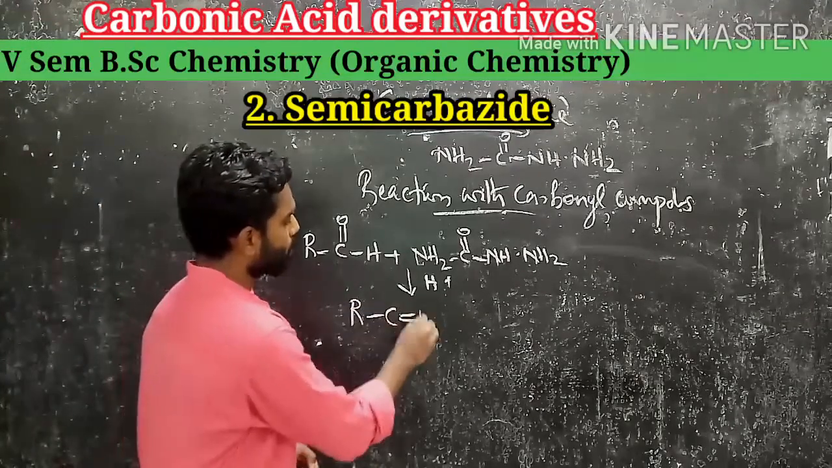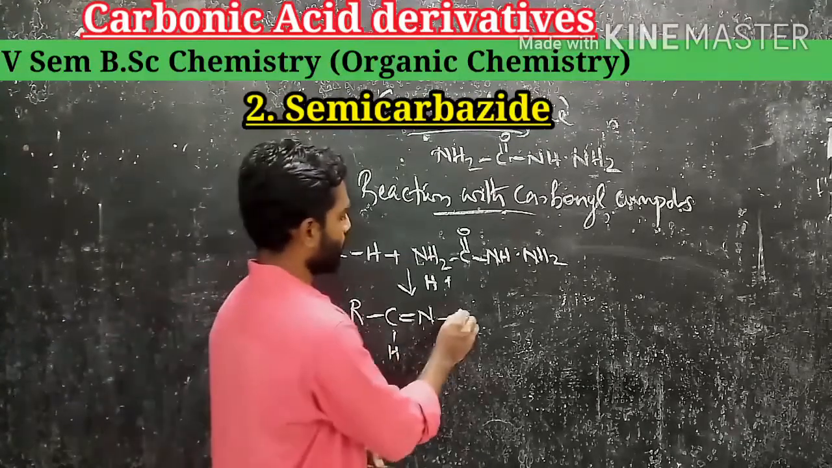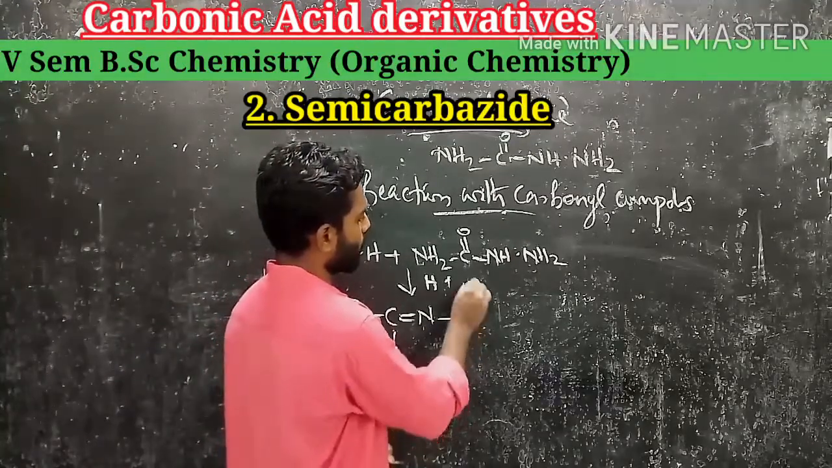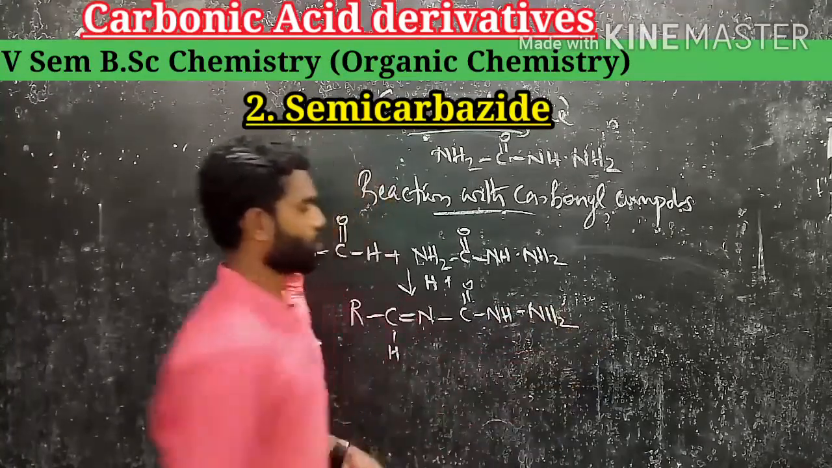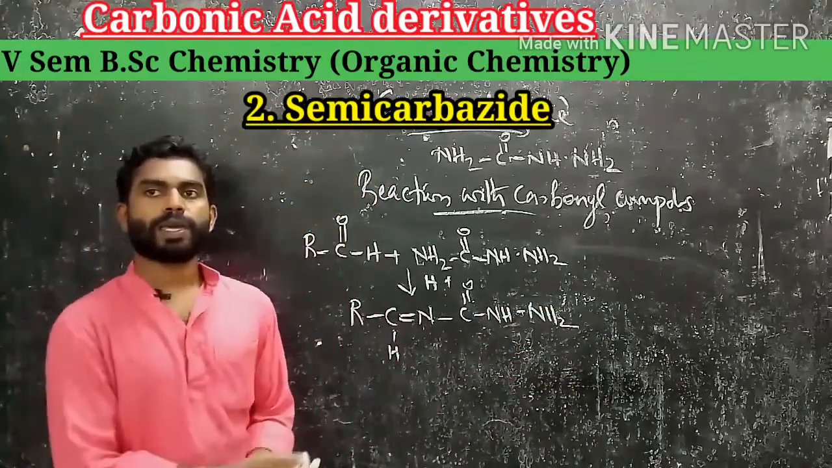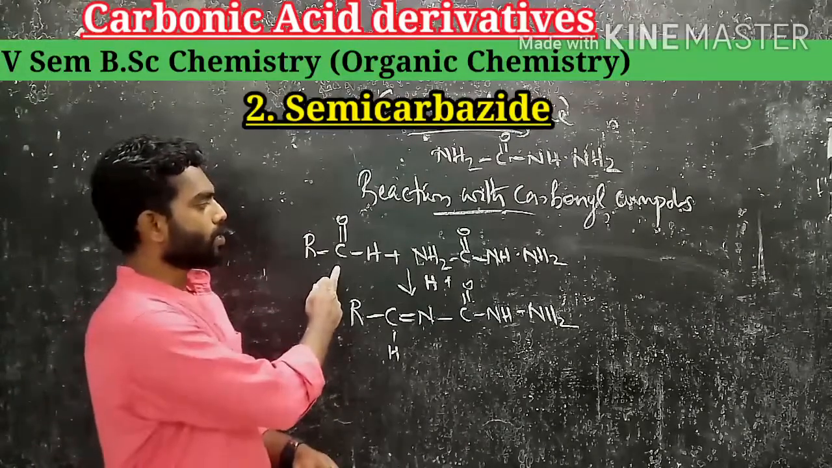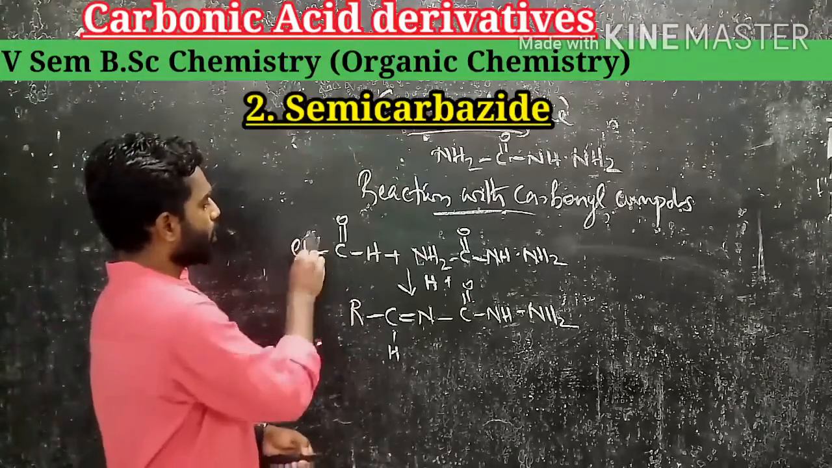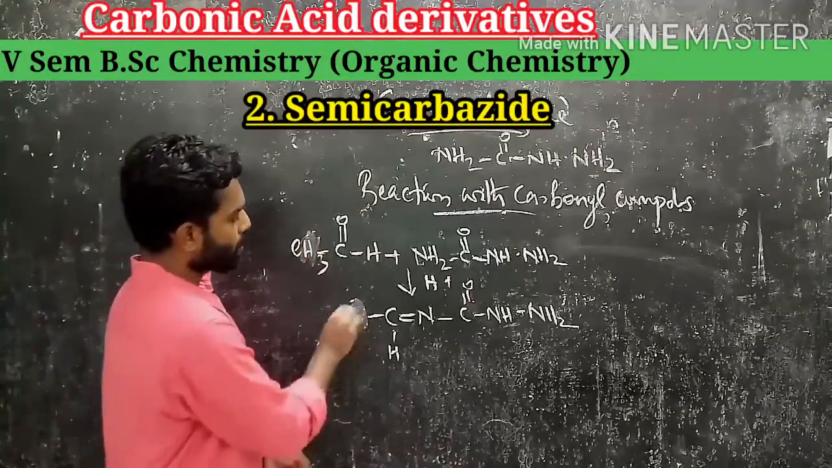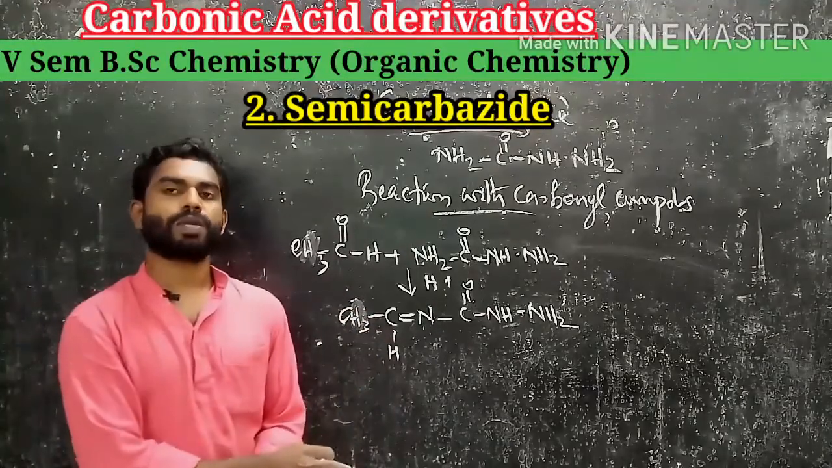We will get the aldehyde semicarbazone. When an aldehyde reacts with semicarbazide, we get the aldehyde semicarbazone. For example, with R as CH3, we get a product like this, the aldehyde semicarbazone.